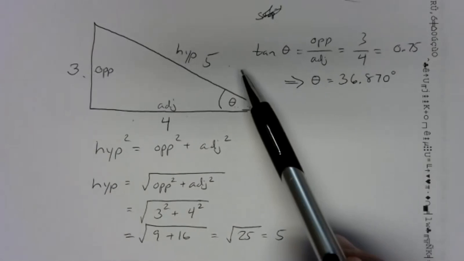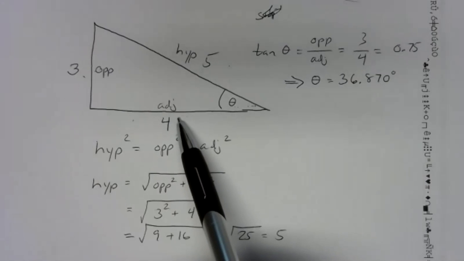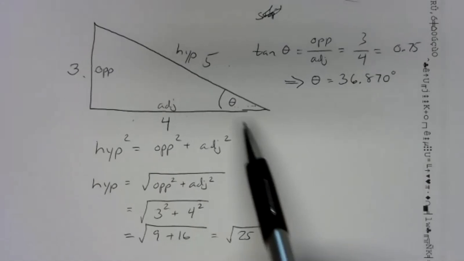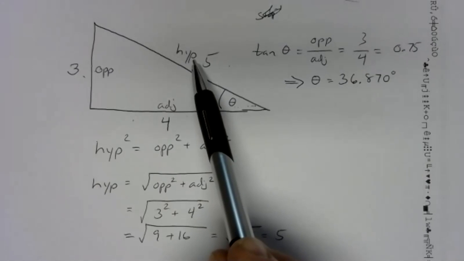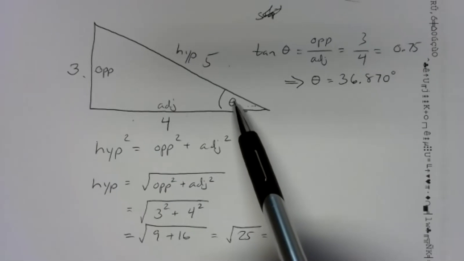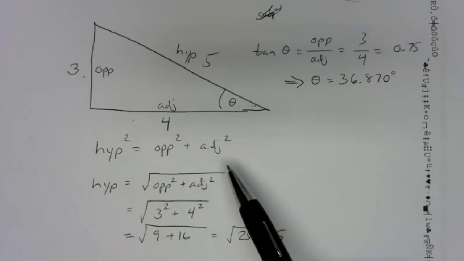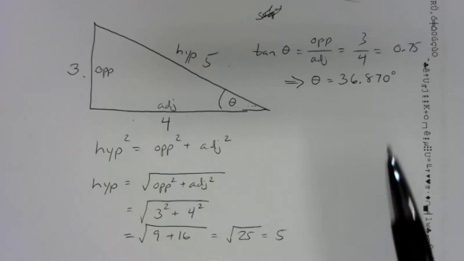These are the two tools that we use when we've got the legs and we want the hypotenuse and the angle. We use the Pythagorean theorem to get the hypotenuse. We use the inverse tangent to get the angle. So we figure out what the ratio is for the tangent. We hit that inverse tangent key and it gives us our angle.